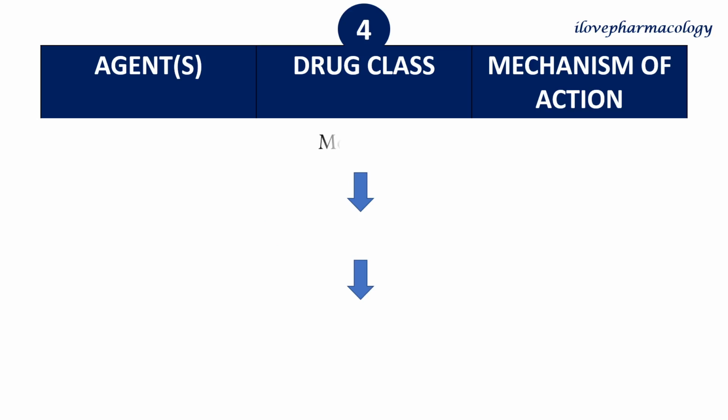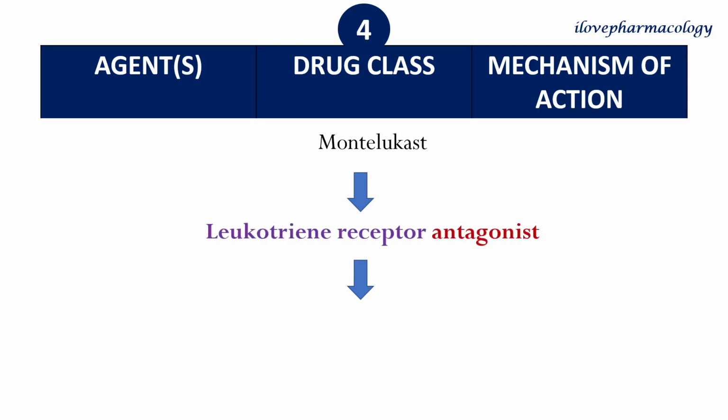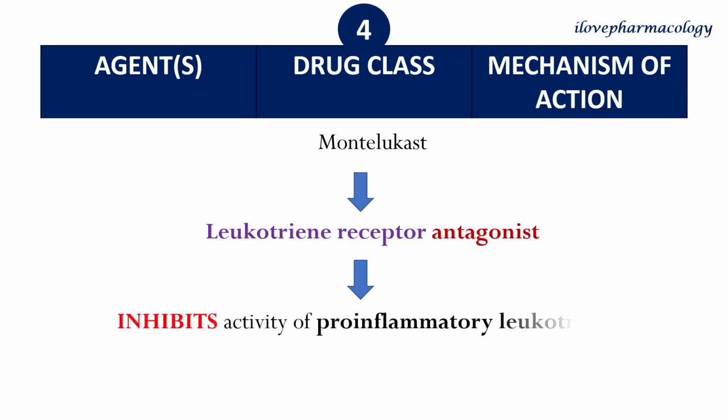So next we have Montelukast or Zileuton. So this Montelukast is a leukotriene receptor antagonist. So they help in inhibiting the activity of pro-inflammatory leukotrienes. So Montelukast is a leukotriene receptor antagonist which inhibits the activity of pro-inflammatory leukotrienes. So basically they inhibit the action of leukotriene mediated inflammation.